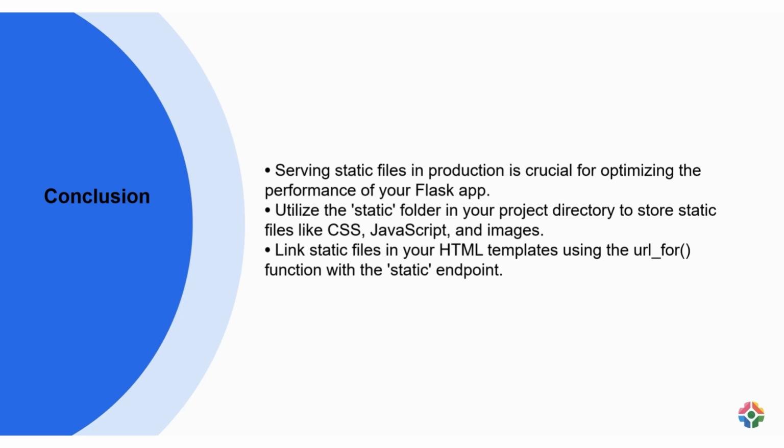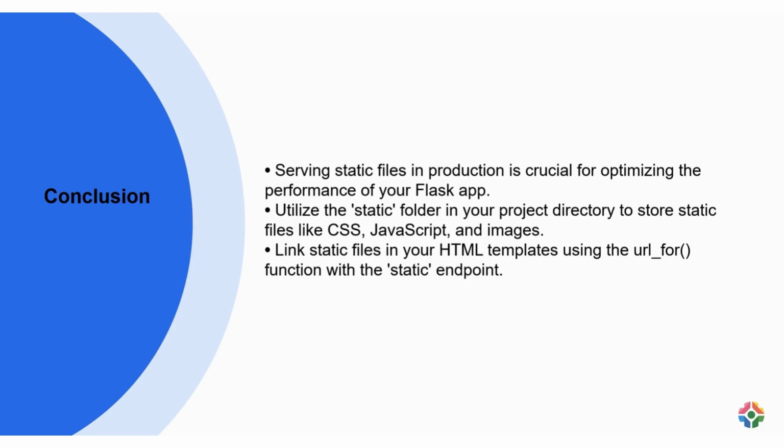For a real-world scenario, consider a Flask app that incorporates CSS styles for customizing its appearance. By storing CSS files in the static folder and linking them using url_for, the app efficiently serves the style sheets.